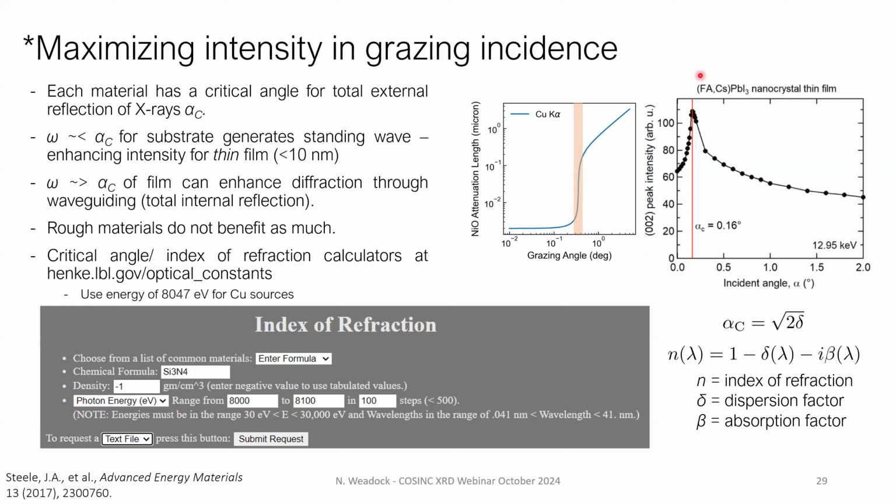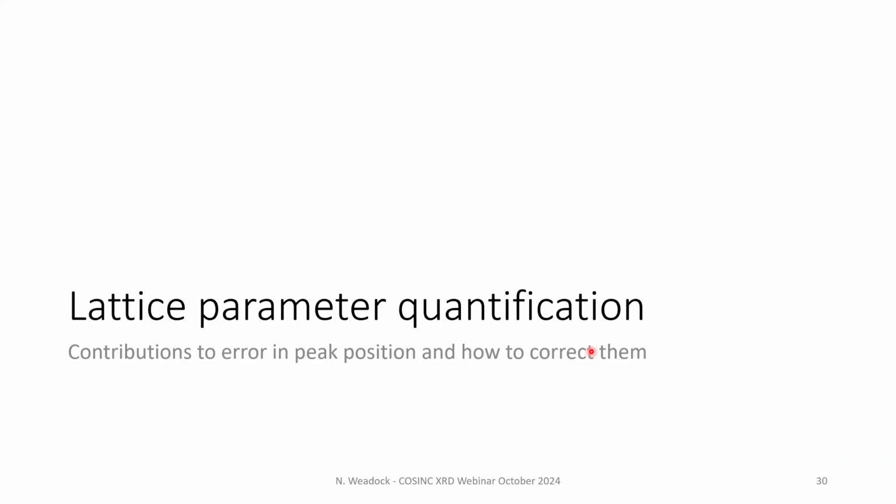And so that's illustrated here, where we're looking at the intensity of the 002 Bragg peak in a metal halide perovskite nanocrystal thin film. And you can see that the intensity increases and maximizes more or less around the critical angle for that material. But this is, again, the caveat that you need a very flat sample for this. So any questions at this point?